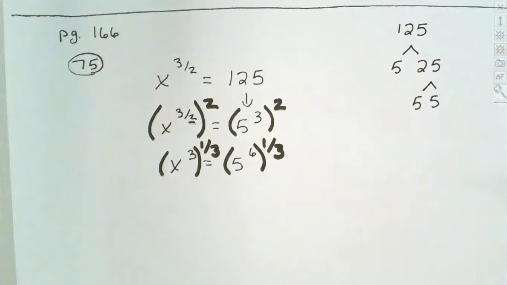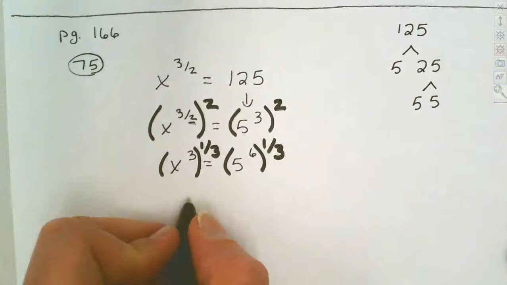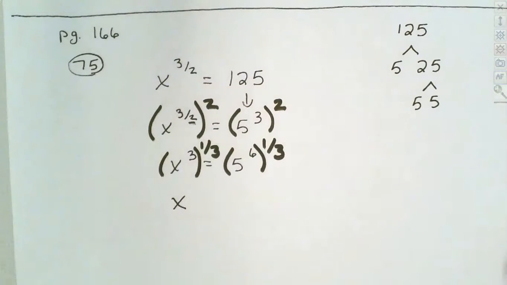Why are we doing that? Because 3 times a third. What's 3 times 1/3? Okay, 3 times a third is 1, and it's gone. So that's going to make the left-hand side come out to be x, because those could cancel. And what about the right-hand side?